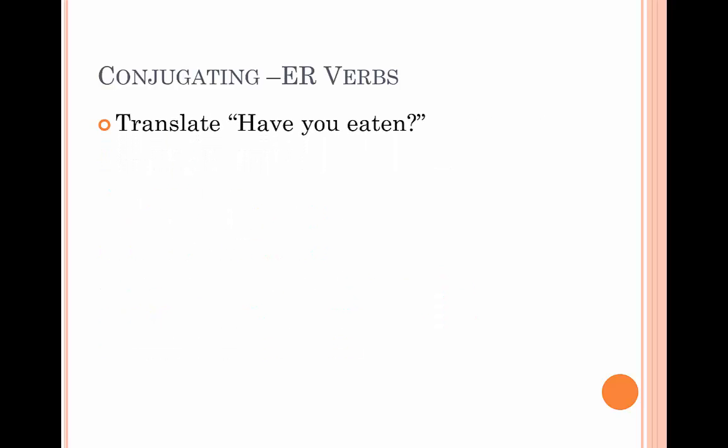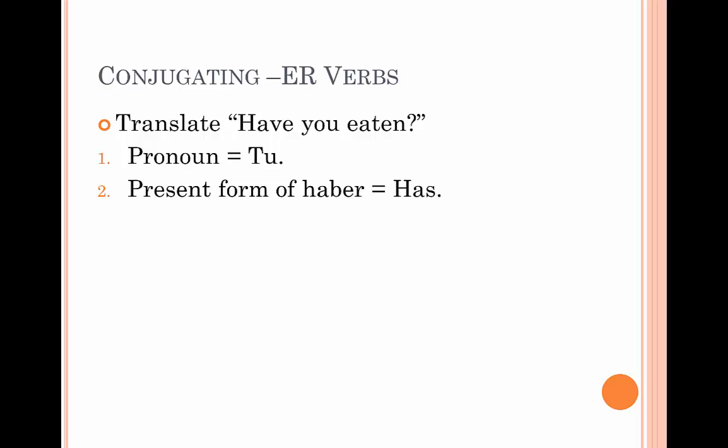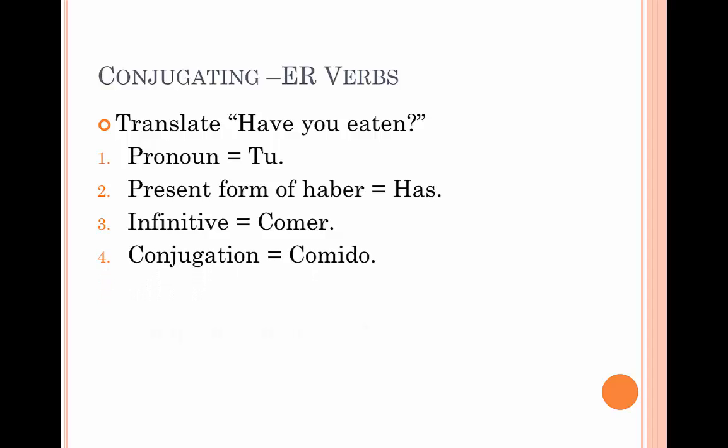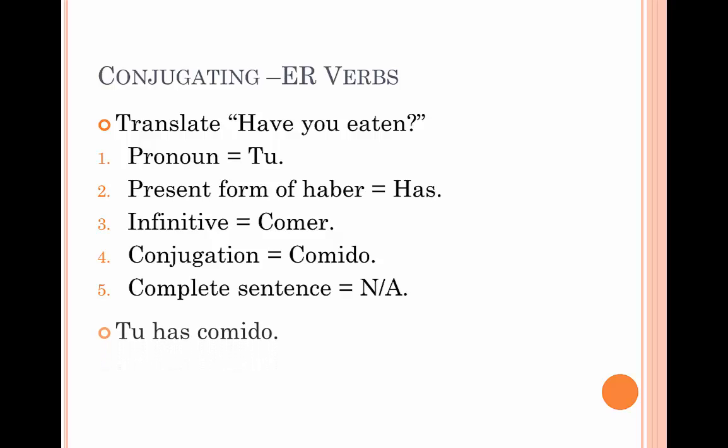So now we have to translate have you eaten. First we get the pronoun tú for you, the present tense of haber, has, and the infinitive for eat, which is comer. Then we conjugate this to comido. We can't complete the sentence because we don't have any more words that we need to use. So finally we have to say tú has comido, but of course we would have to put it in question marks.